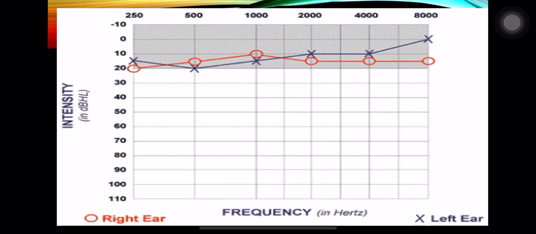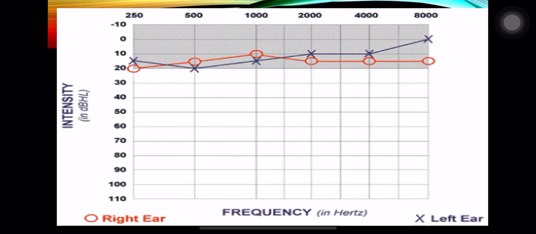Look at the graph here. So here there is a red color curve. So we all know that it's for right ear. There is a round symbol. So it denotes air conduction of right ear, and the cross symbol denotes the air conduction of left ear. So both these curves are within normal limits. So both the air conduction of right and left ear are normal.